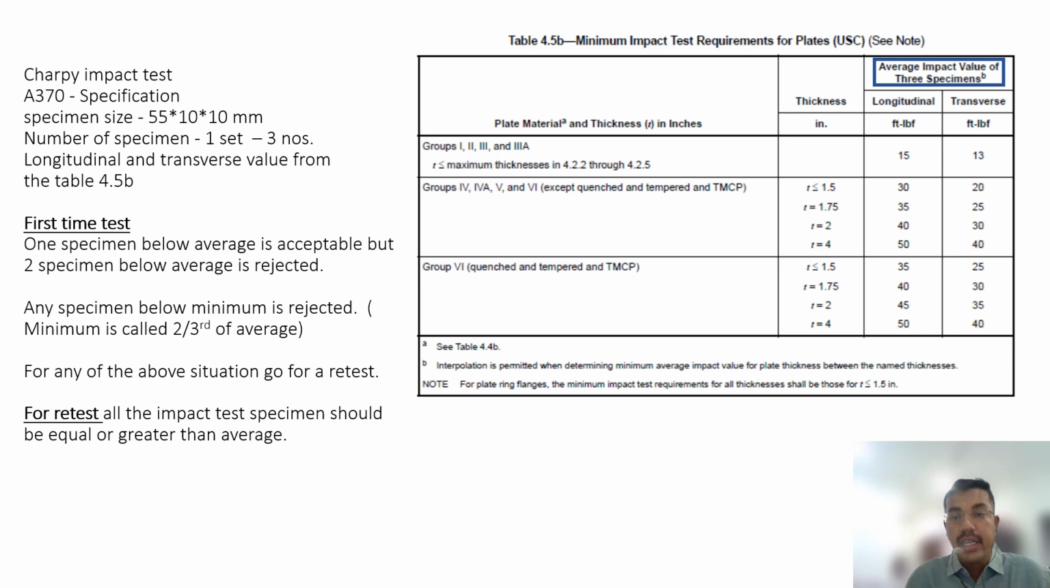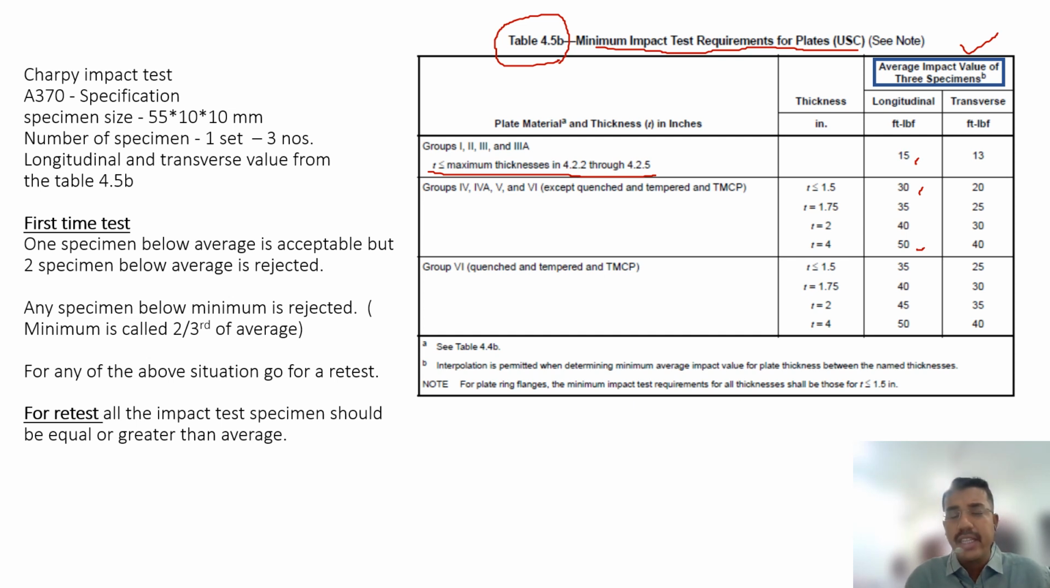So here I have mentioned, let's say any group 1 to 3, 1 to 3A material, okay, thickness measurement, whatever it is mentioned. For that one, average impact value is already mentioned here, 15, 30, 40 less than 1.5 T, less than 1.75 T, and it is 50. So what you do, you take 3 samples and do the testing, take the readings. After taking the readings, compare table 4.5b, which is the minimum impact test requirement for plate, USC, United States code.